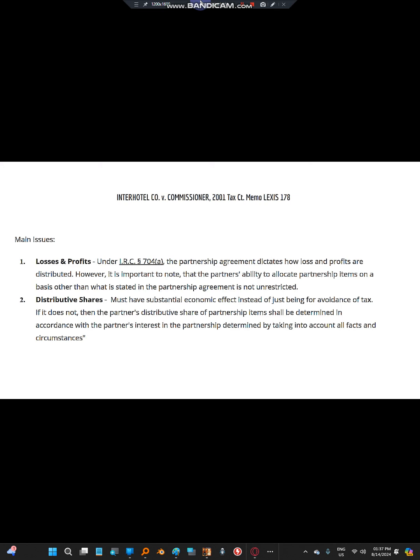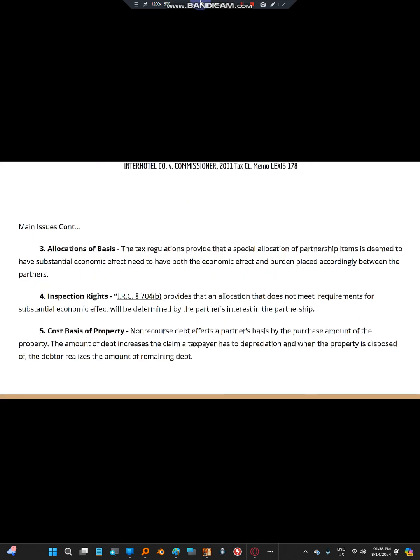If it does not, then the partner's distributive share of the partnership items will be determined in accordance with the partnership agreement, taking in all facts and circumstances, which we saw in the first slide above, where they needed to make that change. Number 3, the allocation of basis.